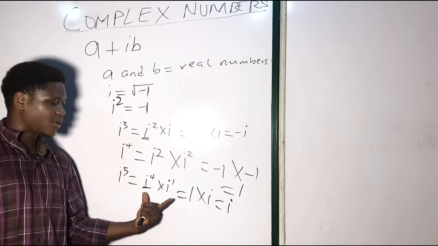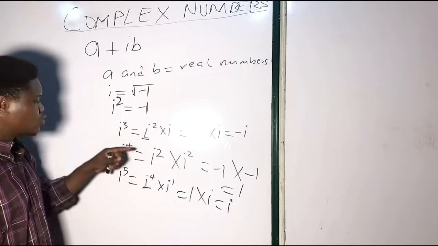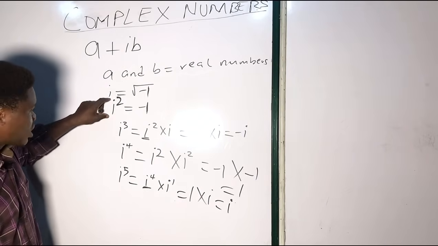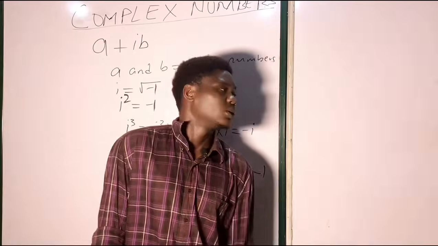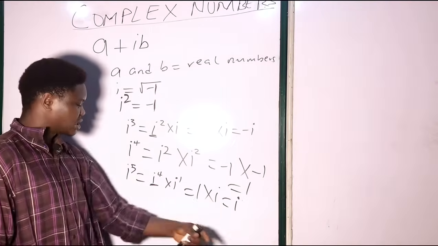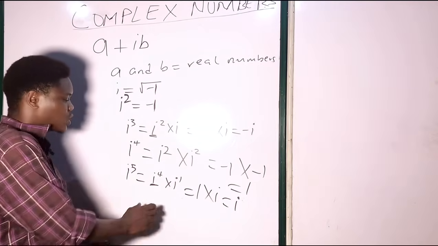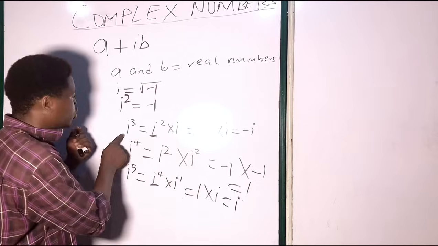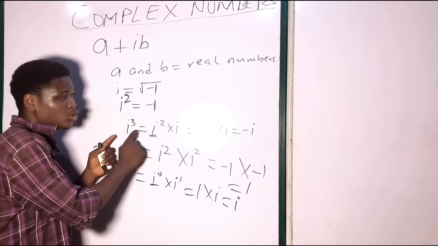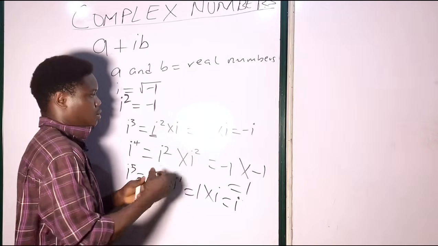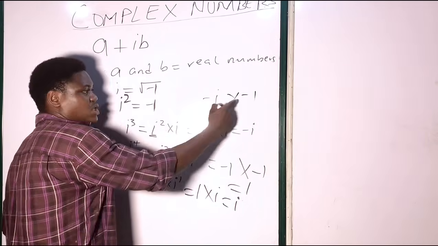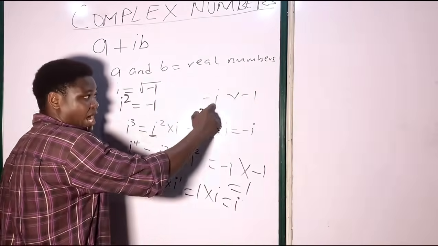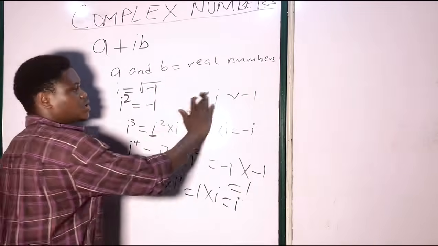If you don't want to use i raised to the power 4 and i raised to the power 1, you can use i cubed times i squared. i cubed is -i and i squared is -1. So this minus times this minus will give you plus. i times 1 is i. So you can see the relationship.